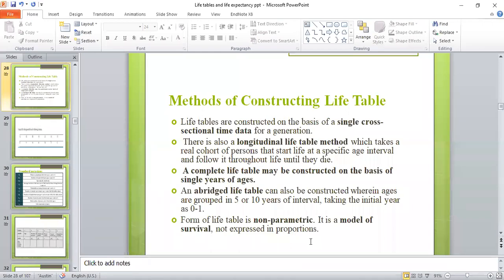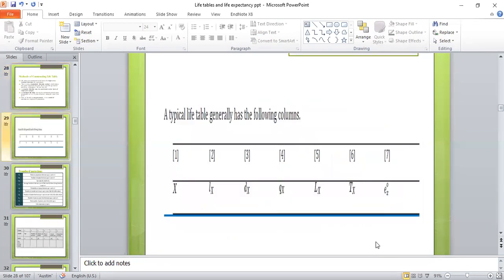For example, we can construct a life table on the basis of single cross-sectional time data per generation, which is known as a period life table. We can also construct a longitudinal life table, which is also known as a cohort life table, which takes a real cohort of persons that start life at a specific time and then follows them throughout life. We can construct a complete life table or an abridged life table, which is grouped after 5 to 10 years of age. The form of a life table is actually non-parametric, and it is a model of survival not expressed in proportion.